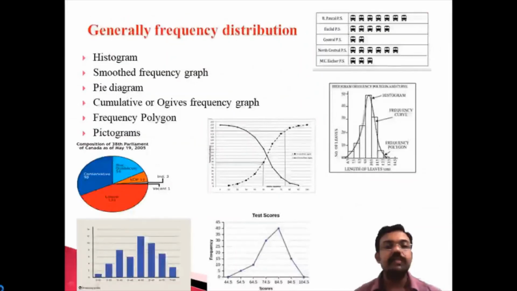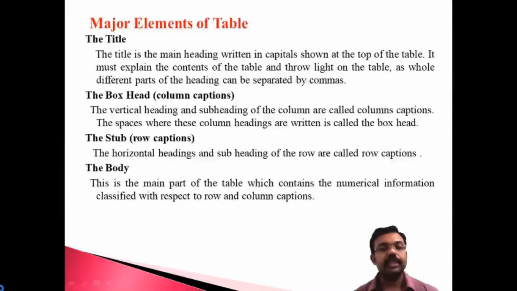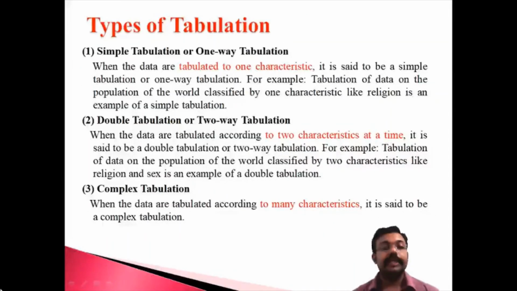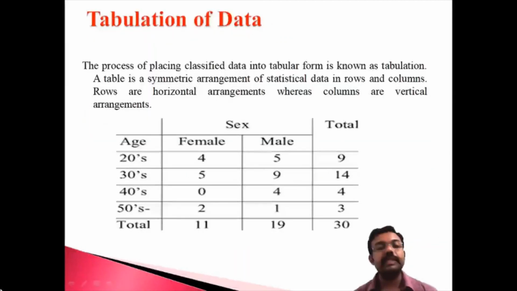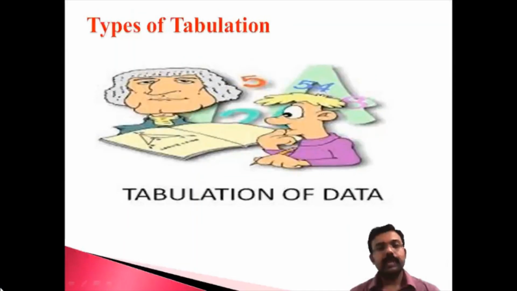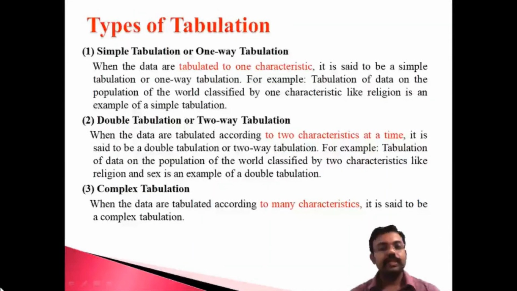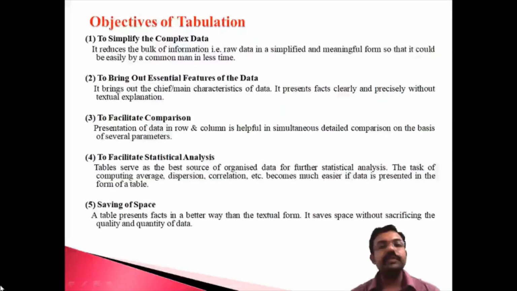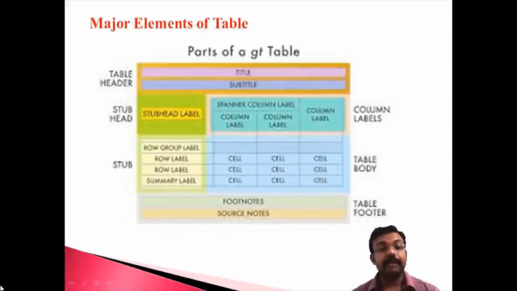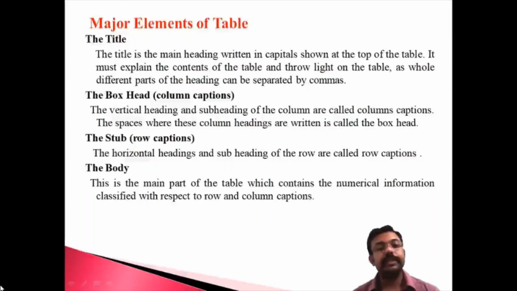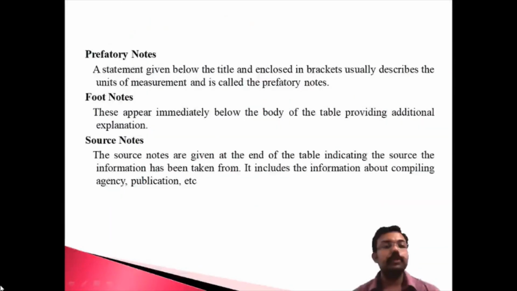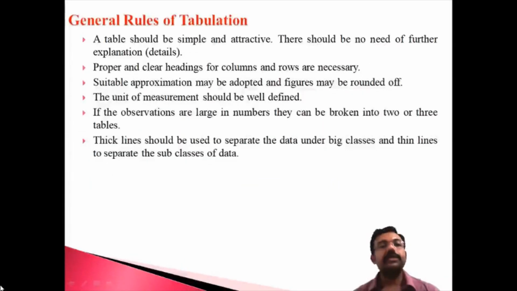First we discussed what we mean by tabulation. Tabulation is one of the important elements of data analysis, and it means presenting your data in row-wise and column-wise information. That is known as tabulation. There is an example regarding tabulation, and we discussed the different types of tabulation: one way, two way, and complex tabulation. These are the objectives of tabulation. These are the major elements of the table: the title, box head, captions, rows, body, prefatory note, footnote, and source note. And these are the general rules regarding tabulation.